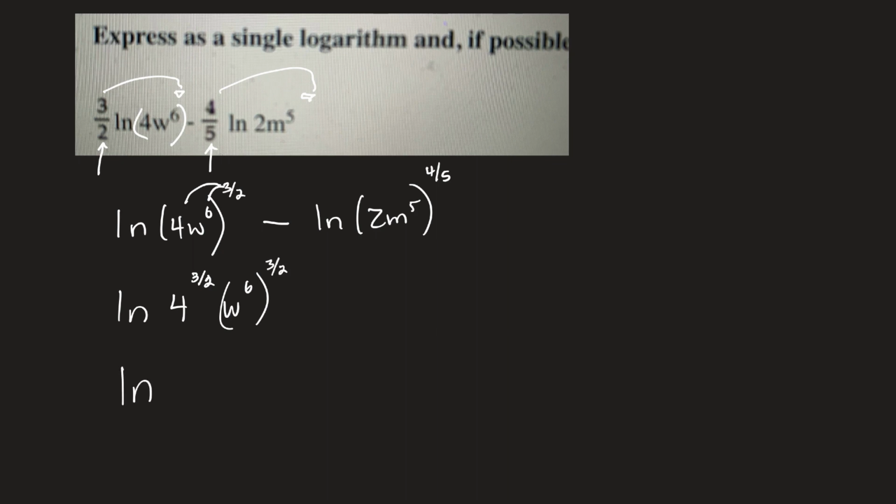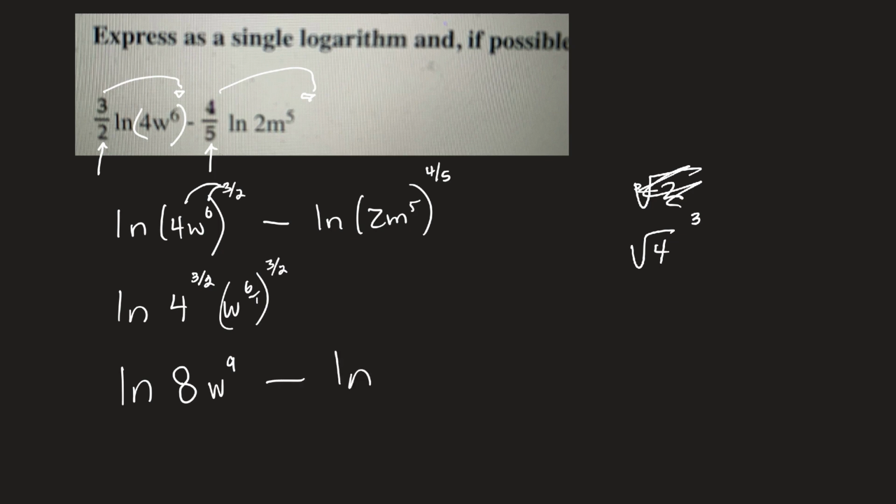So 4 to the 3/2, I think that's 8. Let me just think here. So it would mean the square root of 4 cubed. So the square root of 4 is 2. 2 cubed is 8. Yeah, so that'd be 8. And then the w, okay, 6 over 1. 6 times 3 is 18, divided by 2 is 9. So it'd be w to the 9th.